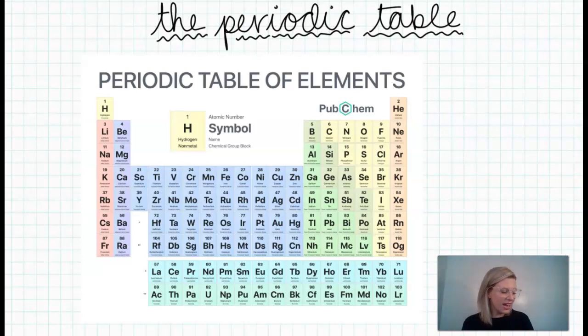So as you can see here, I have a beautiful color-coded diagram of the periodic table. We're going to eventually color code our own periodic table just so you guys also have it color-coded. But again, this is that very recognizable image of the periodic table. Now let's go ahead and dig just a little bit deeper.